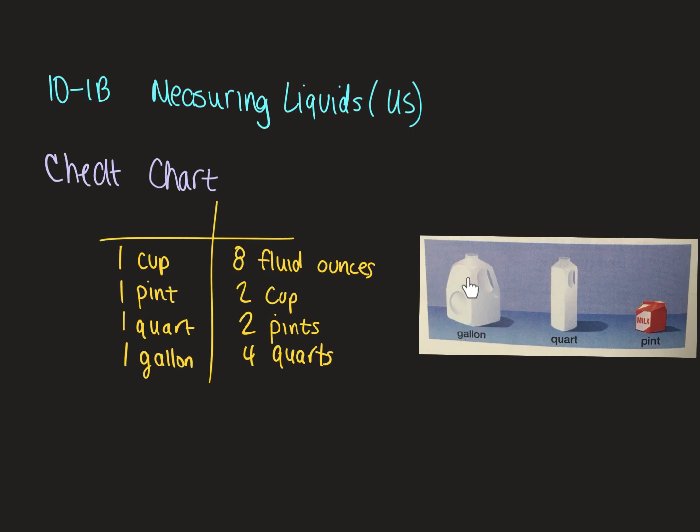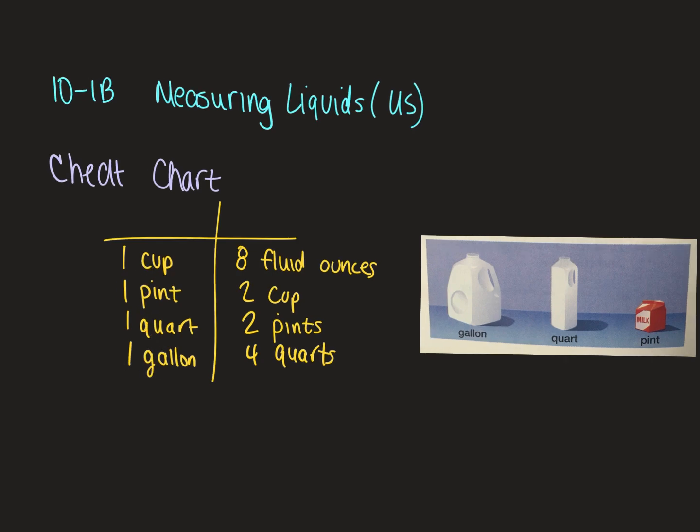And if you think about milk, milk comes in gallons. Your milk at school comes in pints. Quarts is right in the middle, so sometimes milk is sold that way. And cups would be like a small coffee cup. So we got cups, pints, quarts, and gallons. Like our last lesson, we're either going to multiply or divide by 8, multiply or divide by 2, or multiply or divide by 4.